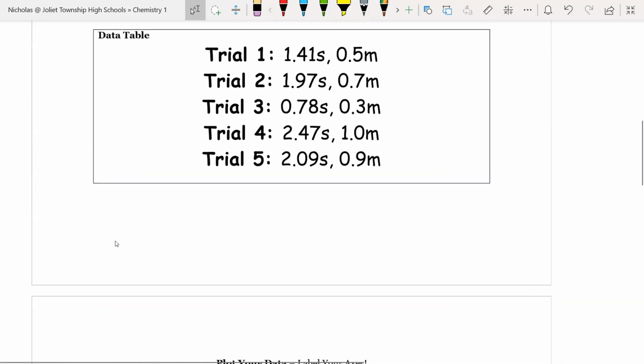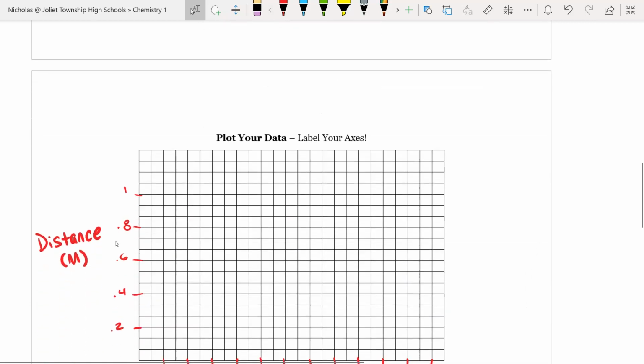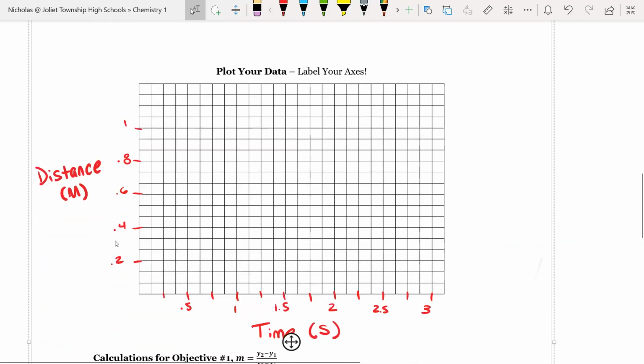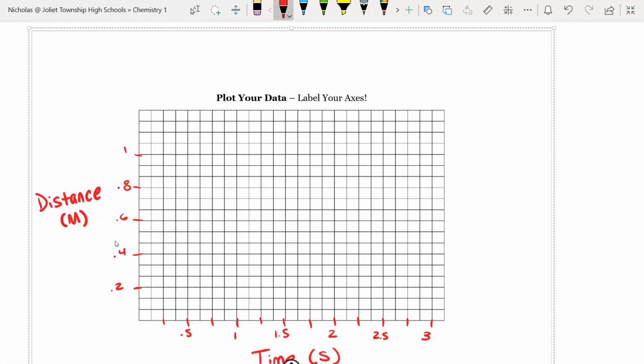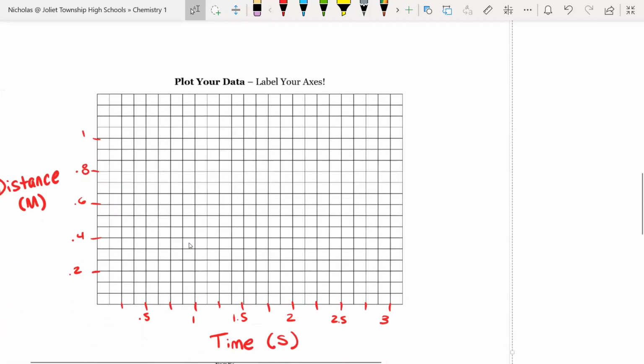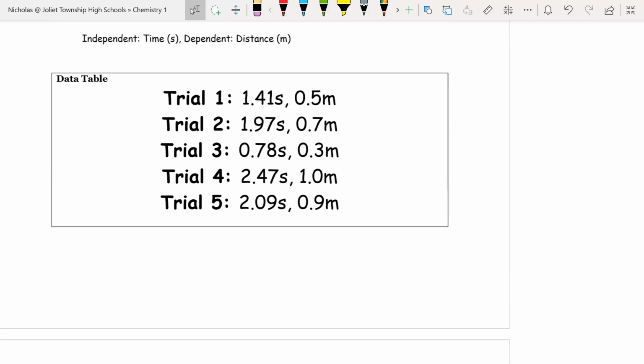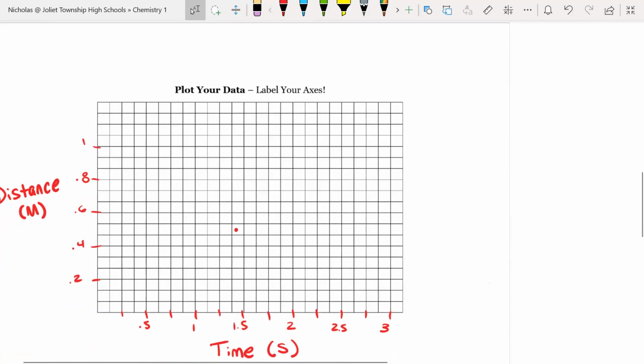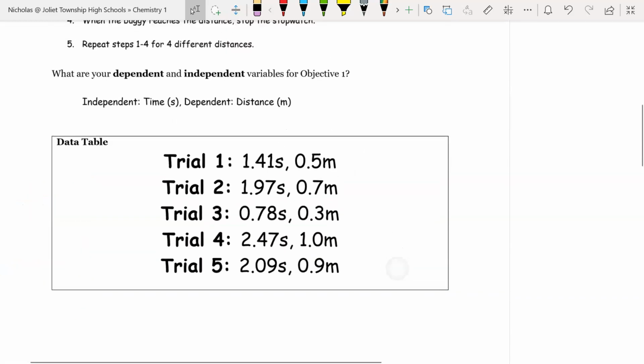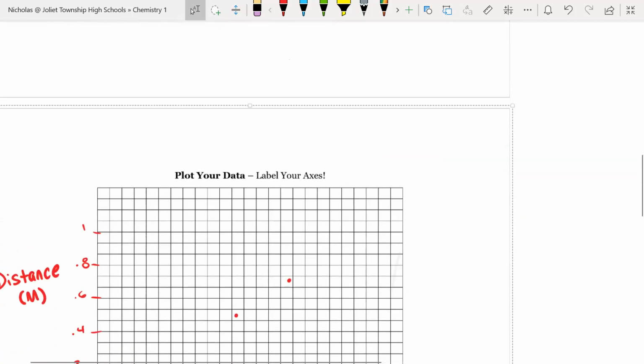So my first point is 0.5 meters, and then I'm going to 1.41 seconds. So 0.5 meters is right about, what did I say? The time was 1.41. 0.5, 1.41. So maybe like here. All right. The next point is 0.7, and it's almost 2 seconds. So like here.